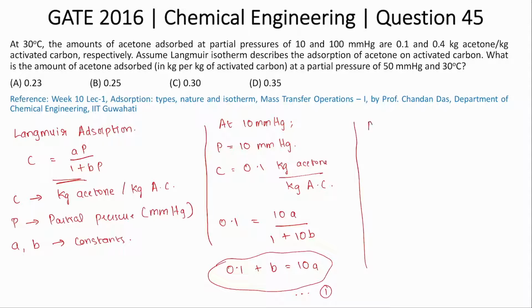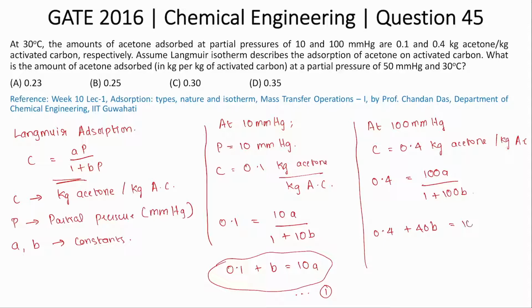Now, similarly, we can derive a second equation at 100 mmHg. So here P is equal to 100 mmHg, and at this condition C is equal to 0.4 kilogram of acetone per kilogram of activated carbon. Now, substituting these values of P and C in the main equation, we will get 0.4 is equal to 100A by 1 plus 100B. Rearranging this equation, we will get 0.4 plus 40B is equal to 100A. This is our equation 2.